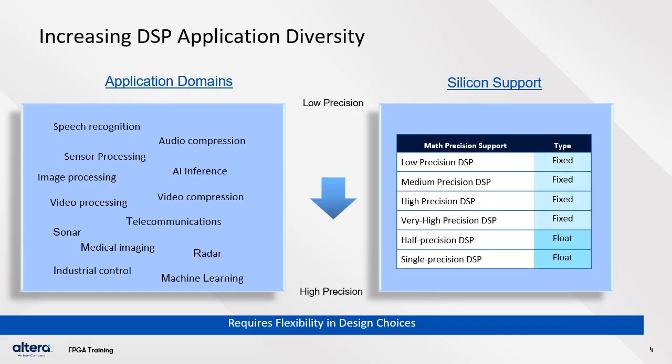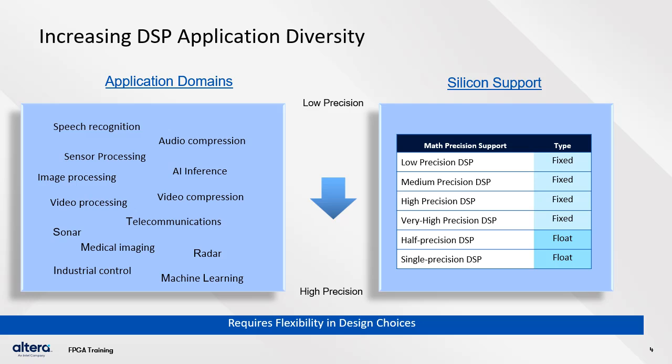FPGAs are used in a wide variety of applications. On the left-hand side, you see several application domains. On the right-hand side, you see the type of math operations required for different applications from low to very high precision. No direct one-to-one mapping exists between the application domains on the left and the precision required on the right.